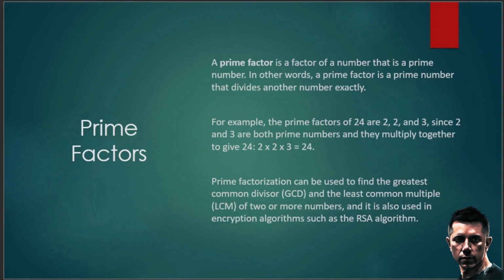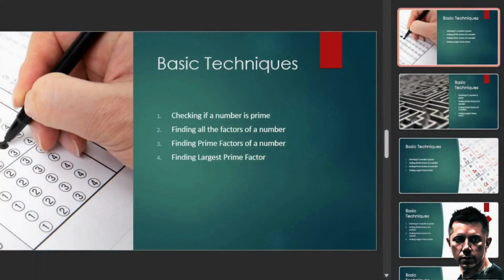Prime factorization can be used to find the greatest common divisor, GCD, and the least common multiple, LCM, of two or more numbers, and it is also used in encryption algorithms such as the RSA algorithm. We will start by looking at how we can check if a number is a prime number. We will then move on to learn how we can find all the factors of a number. With this knowledge, we will learn how to find the prime factors of a number, and finally we will learn how to find the largest prime factor.